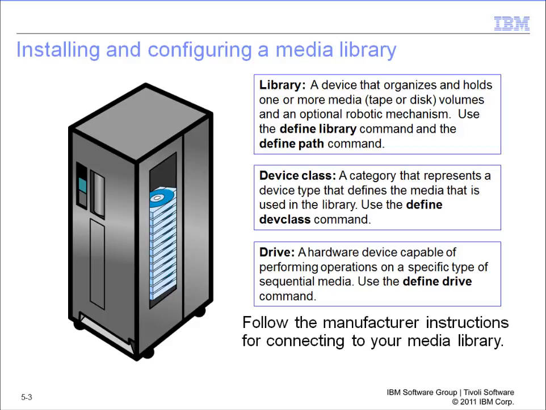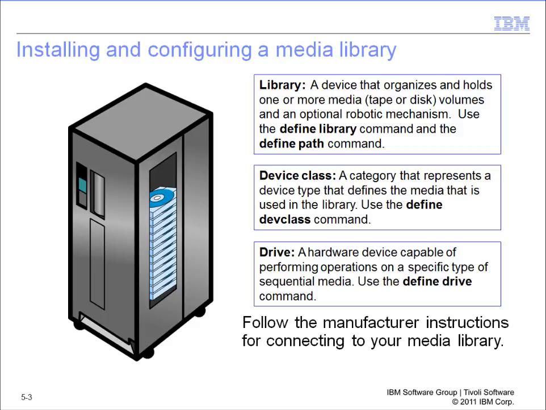What we're showing here, which is the most widely used, is a robotic tape library. The robotic arm moves the tapes from their storage slots to a drive where they can be read or written to. We have a device class. We talked about this in a previous unit. The device class is a category that's going to represent the device types that you are going to define for Tivoli Storage Manager. This is with the Define Device Class command.